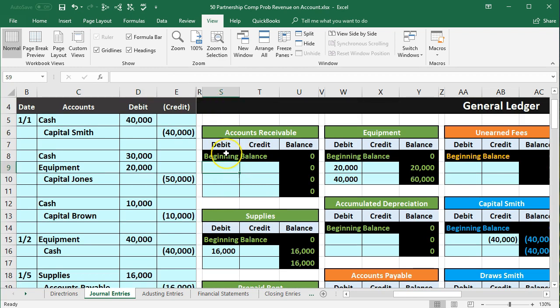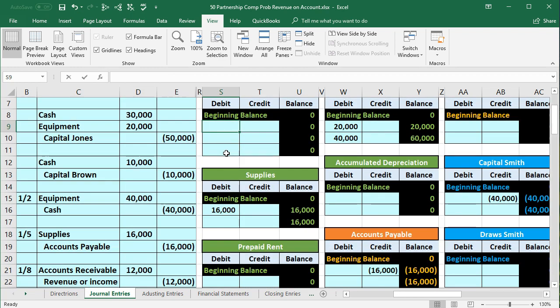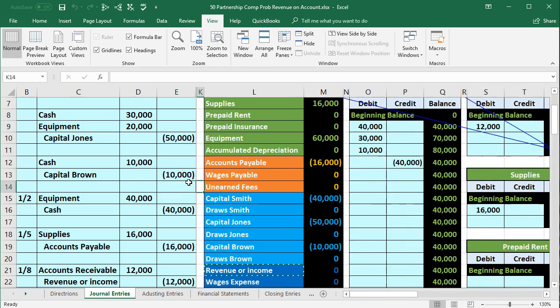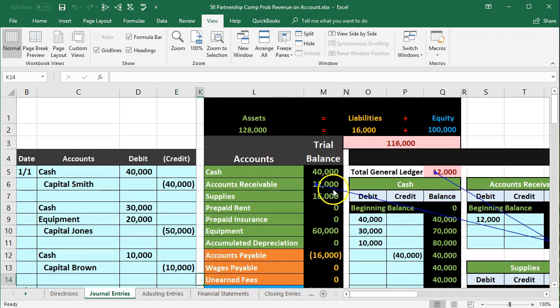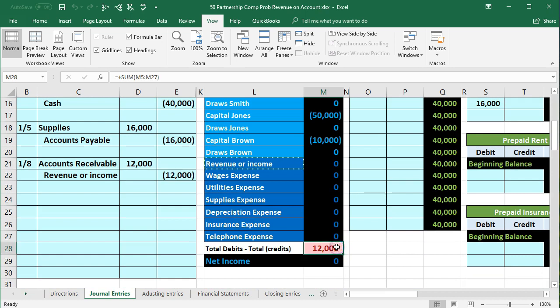So we want to record this 12,000 in the debit side. So in S9, I'm going to scroll down just a bit. We don't even need to scroll. It's in S9, and we're just going to record that 12,000, bringing the zero balance up by 12,000 to 12,000. And then this 12,000 will be used to create the trial balance. If I click just to the left of the frozen panes, go to the right, and it'll pop back over. There's the 12,000 in accounts receivable. We are out of balance by 12,000 until we record the other side, which is revenue.